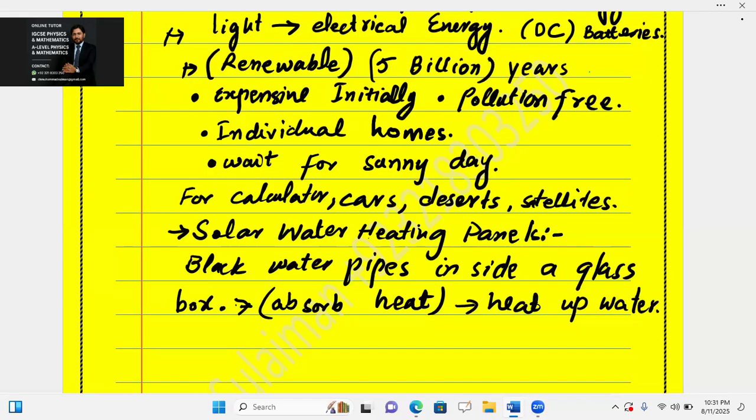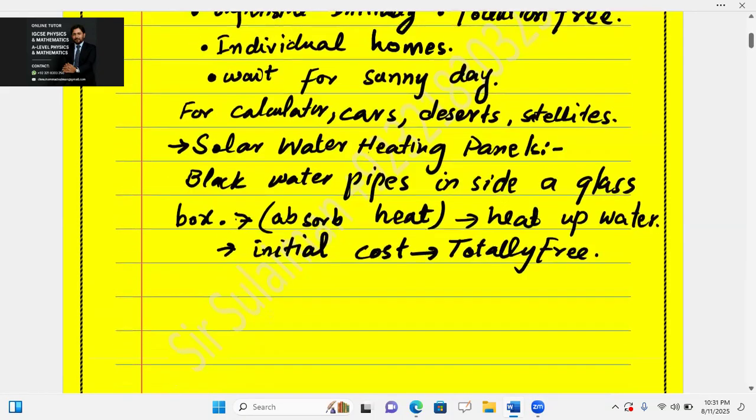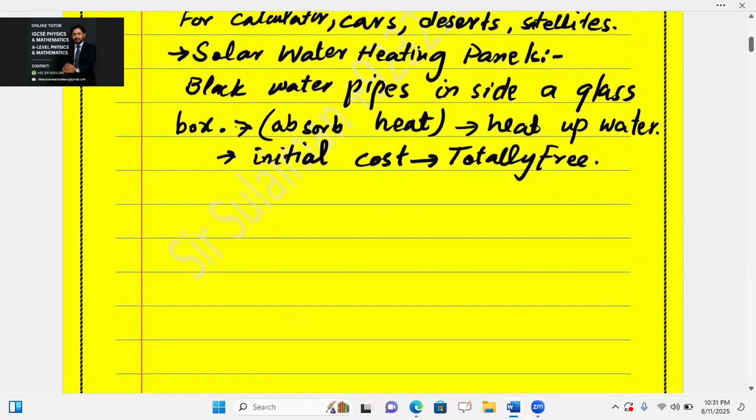And we can say solar cells cost money to set up, but are renewable and free after that. They are used in small scale energy production. So only the initial cost is required, but later on it is totally free. No more cost is required for solar cells. Cooking with solar power is also available nowadays.